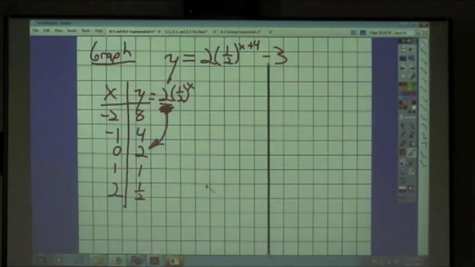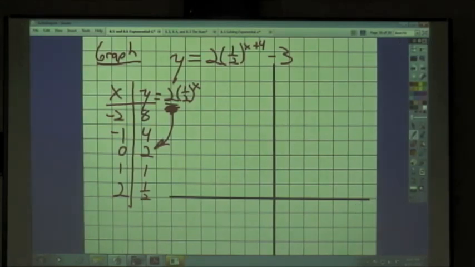So we'll take this and graph these points. When we graph this parent function, -2, 8: we go left 2 and up 8 spaces, it would be here. -1, 4 is here. 0, 2 is here. 1, 1 is here. Then 2, 1/2 is here. Remember, this graph has this ramp shape to it. It's a decay function because it was 1/2. It's going to flatten out right here, but it's not going to go below 0 because it has what we call an asymptote.